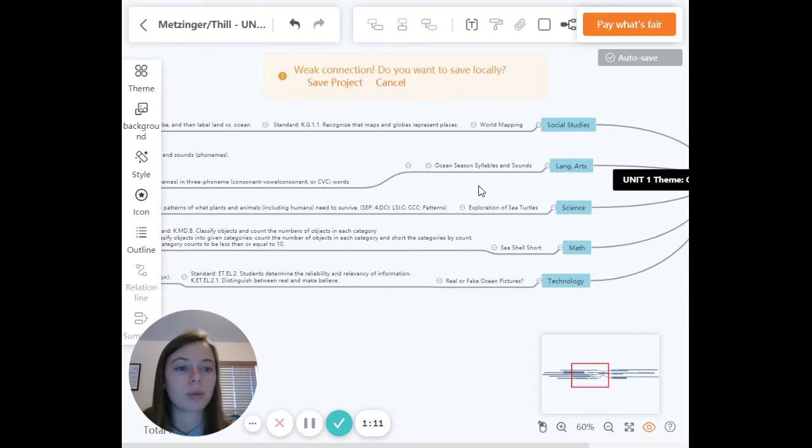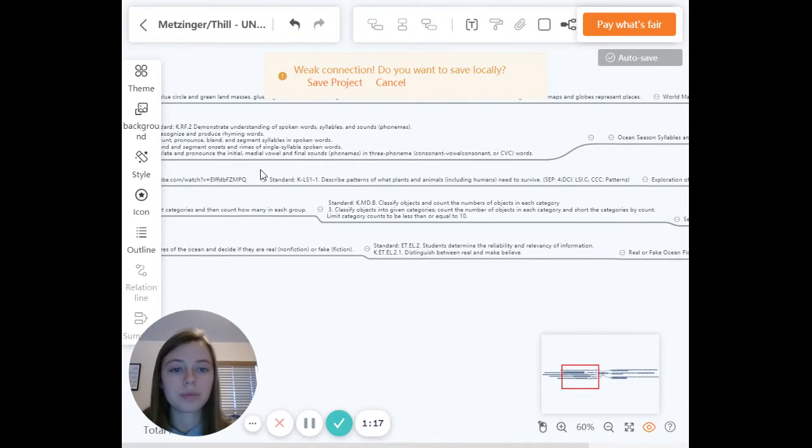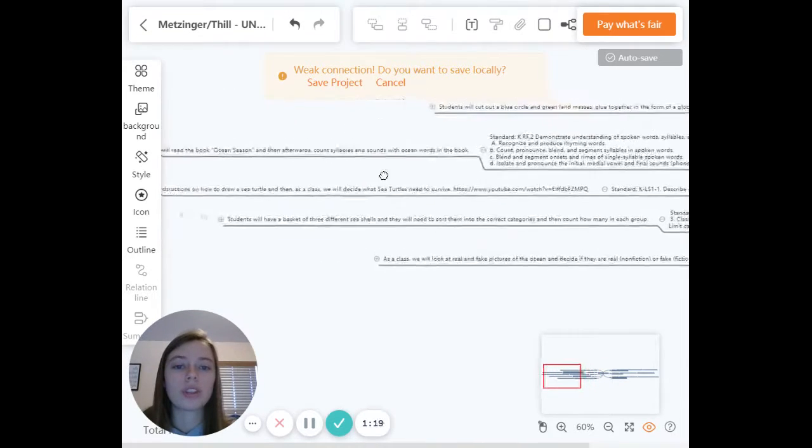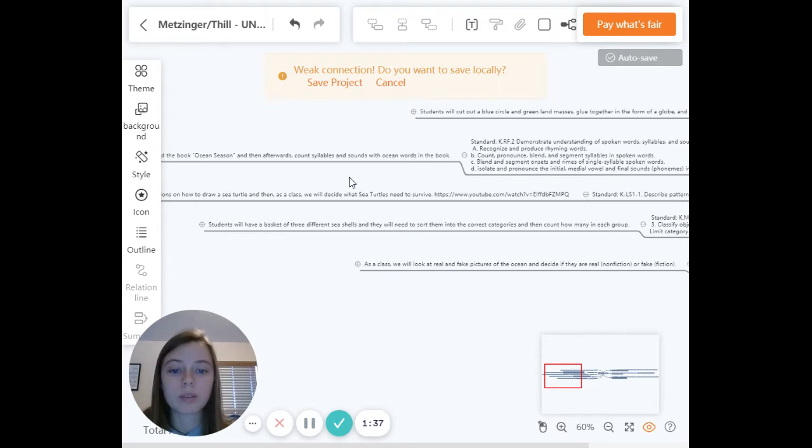Now if we hop over to language arts, that title is Ocean Season, Syllables and Sounds. So for this activity, we will read the book Ocean Seasons, and then afterwards we'll count syllables and sounds with the ocean words that are in the book. So we'll look through the book and determine a couple words that we want to go over. We'll talk about what they mean, and then we'll count the syllables and the sounds.